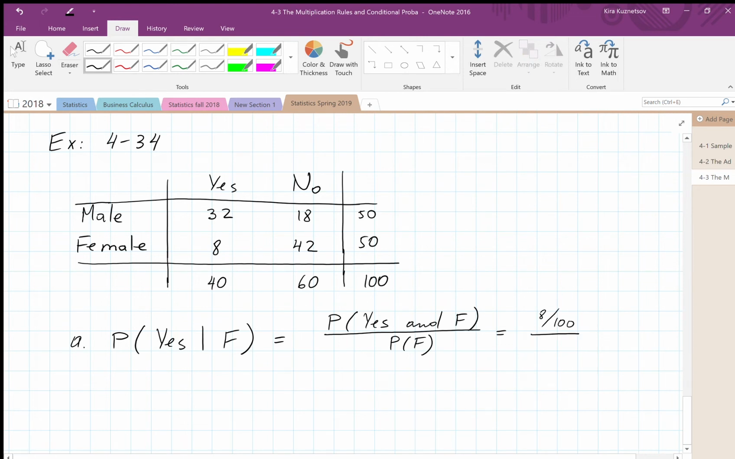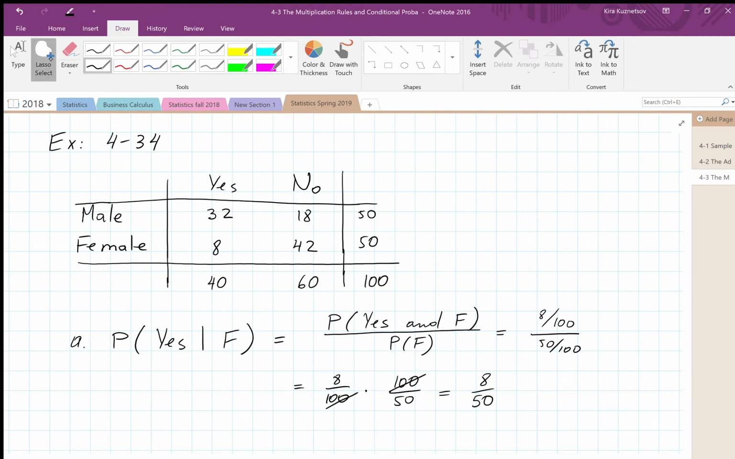The probability of getting females, well, there's 50 females. So those are my females, and this is the number I'm looking at: 50 out of 100. Notice the fractions, and I'll actually work through them. 8 of 100 times you flip the other one. These two cancel out, and you end up with 8 out of 50.